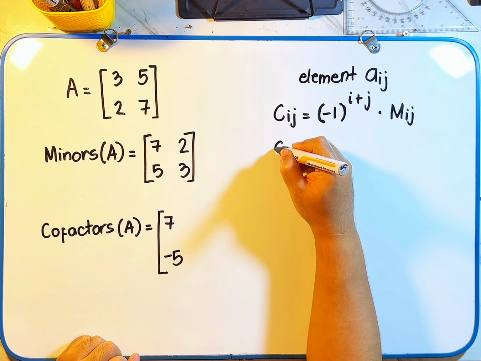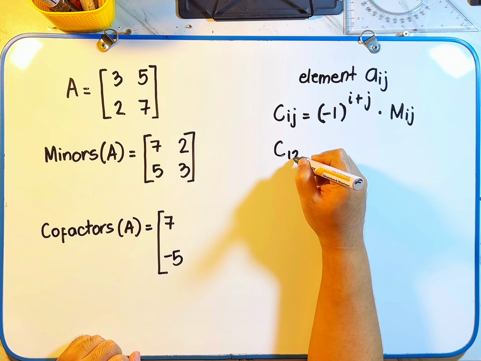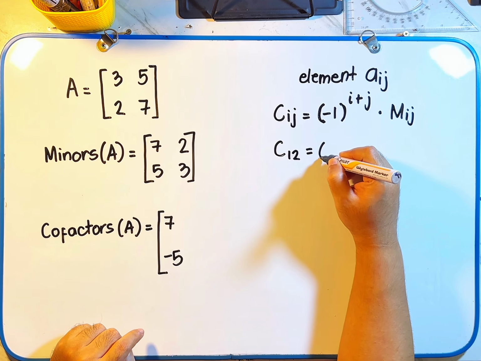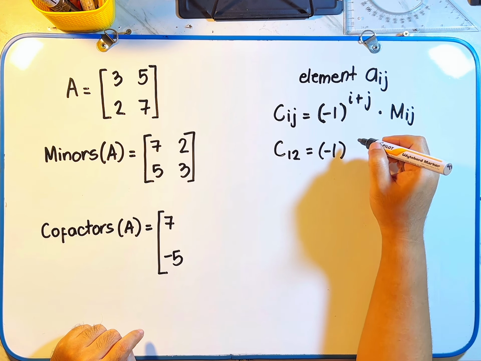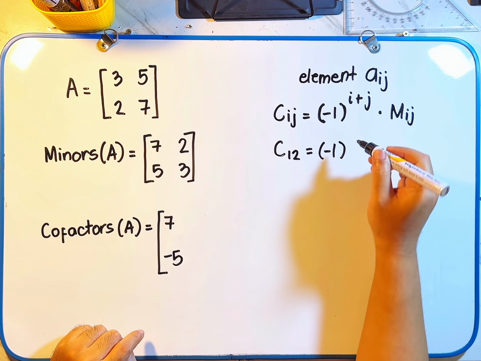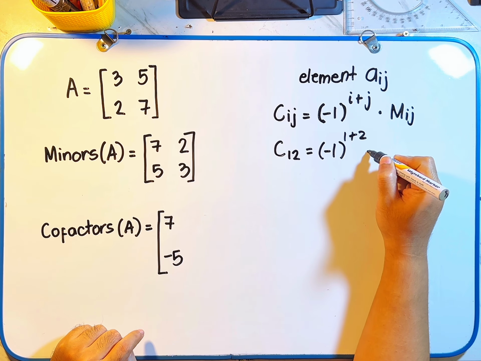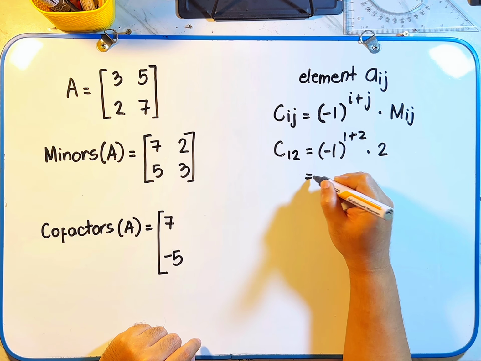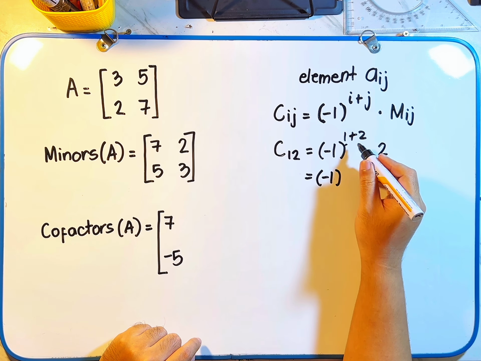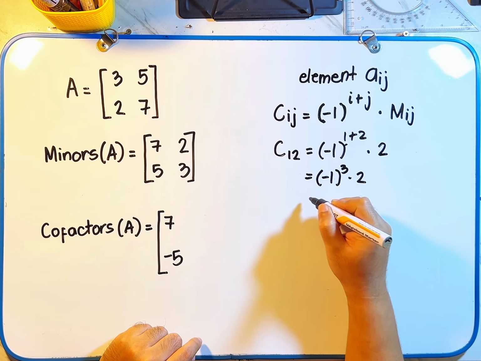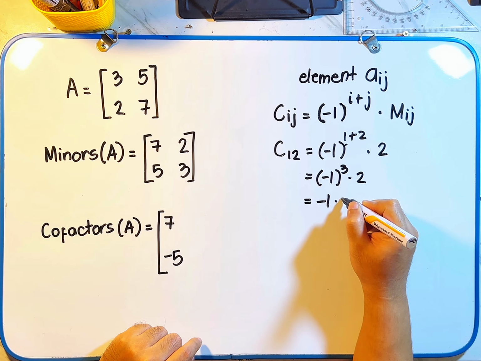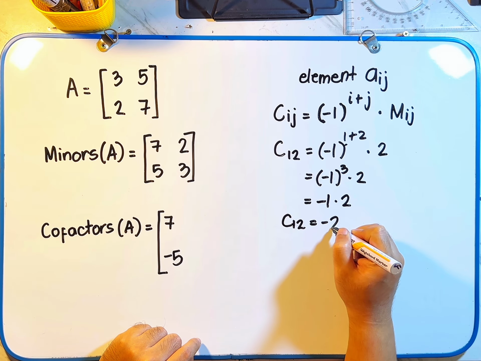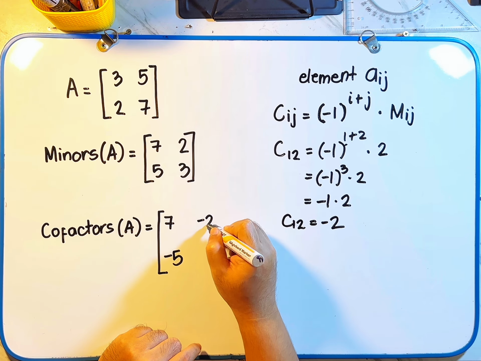Next, let's try to find the cofactor in the first row, second column. So first row, second column is right here. Following the formula, we have negative 1 raised to i plus j. i is 1, j is 2. So 1 plus 2, times the corresponding minor, which is 2. Therefore, we have negative 1 raised to 1 plus 2, which is 3, times 2. Negative 1 cubed is negative 1, and negative 1 times 2 is negative 2. So C12 is equal to negative 2. So we have negative 2 right here.